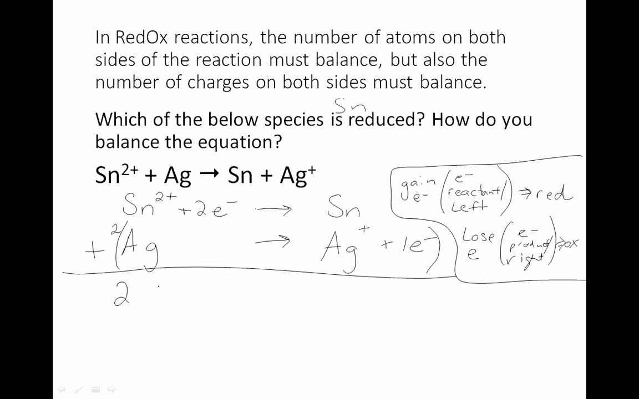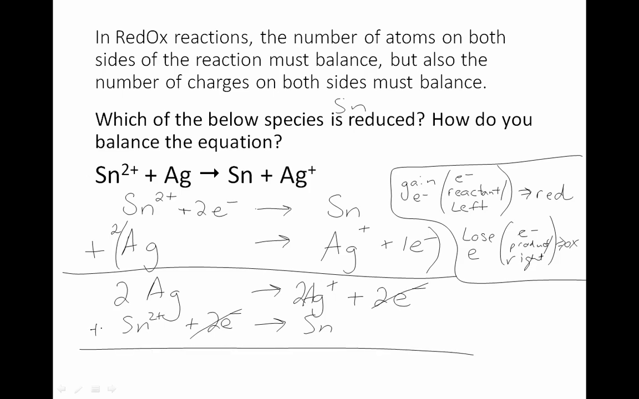that's the same thing as saying 2Ag yields 2Ag+ plus 2 electrons. We multiplied every single coefficient by 2. We didn't change our second equation. Now we have 2 electrons on the left and 2 electrons on the right. So that means we can now cancel our electrons and add our 2 half reactions to get 2 Ag plus Sn2+ yields 2 Ag+ plus Sn.